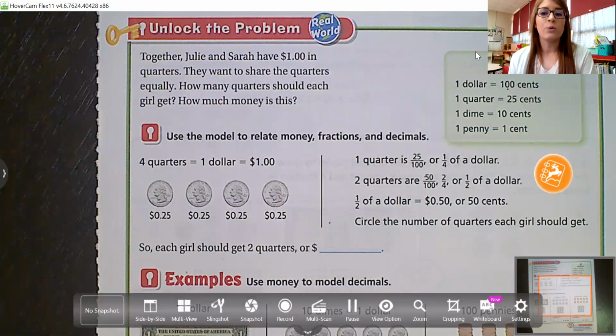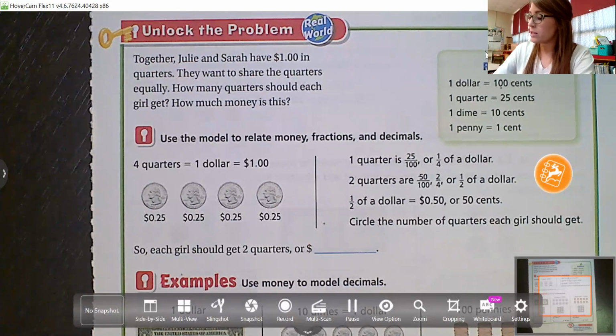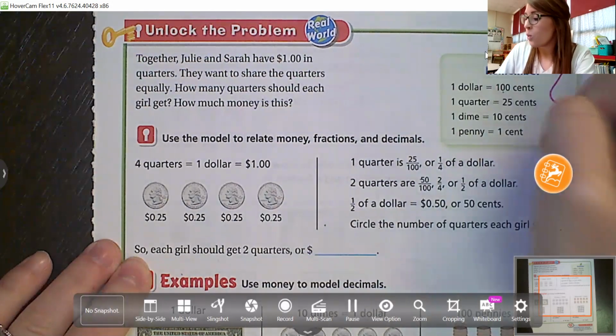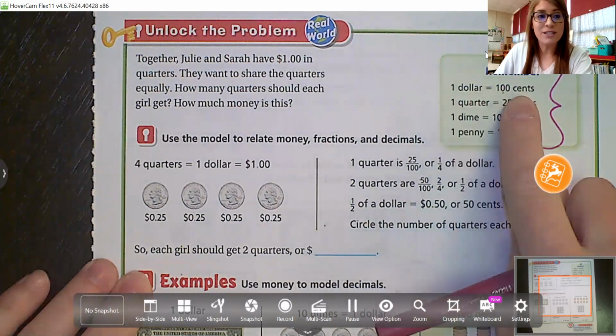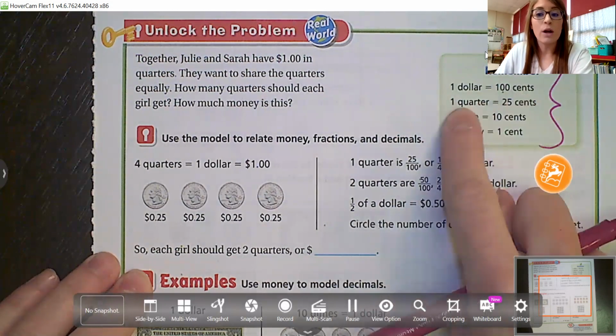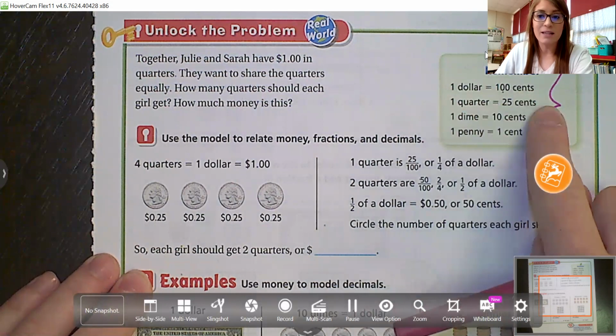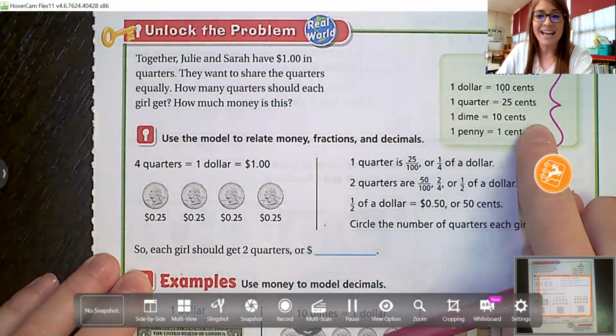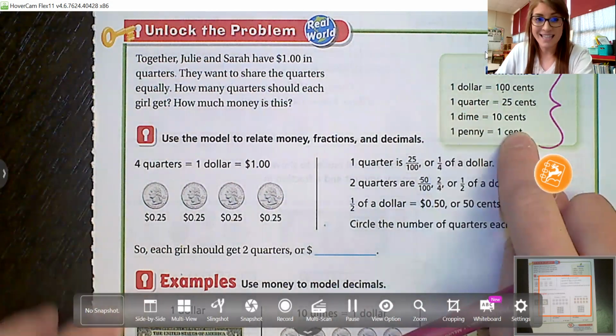To wrap up our lessons with chapter 9 this week, we're going to be doing lesson 9.4, which is talking about relating fractions, decimals, and money. Before we get started, let's remember this: $1 is equal to 100 cents or 100 pennies. 1 quarter is 25 cents, 1 dime is 10 cents, and 1 penny is 1 cent.